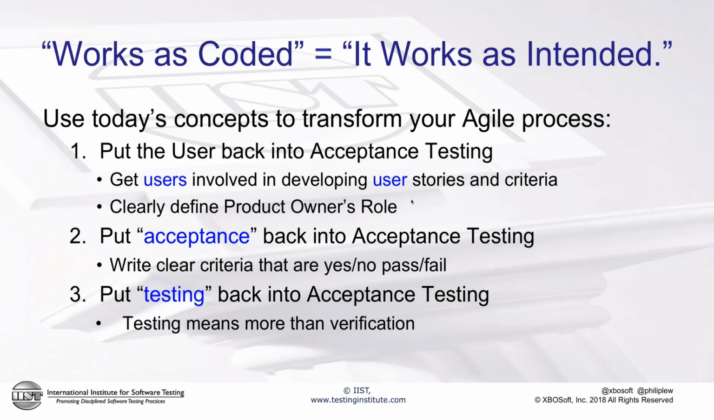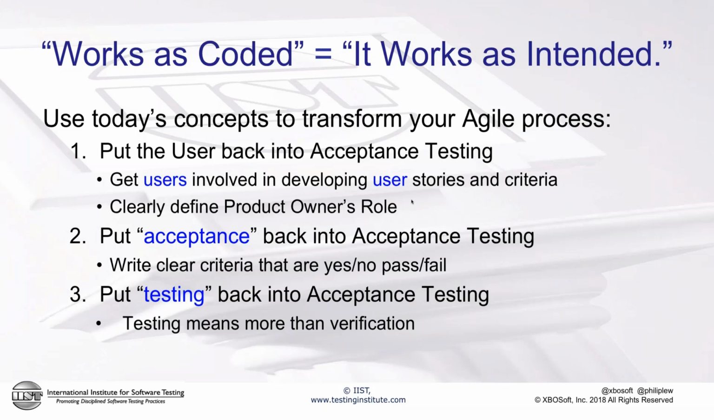Here are things you can think about in transforming your Agile process. The first thing is really putting the user back into acceptance testing, getting users involved in developing and reviewing stories and criteria, and clearly defining the product owner's role, as that's a primary role in getting the user involved and representing the user. That's one of the reasons Agile was developed in the first place: not only do we have changing requirements, but we want to have the user's voice. That's very important.